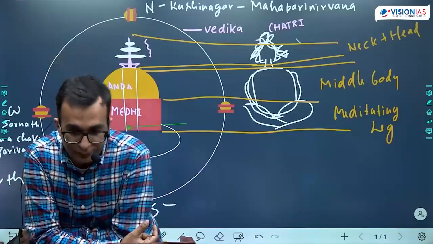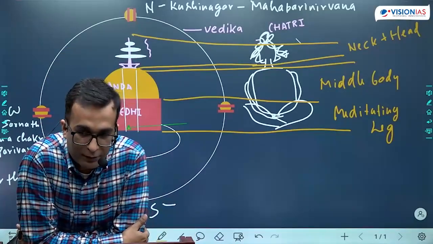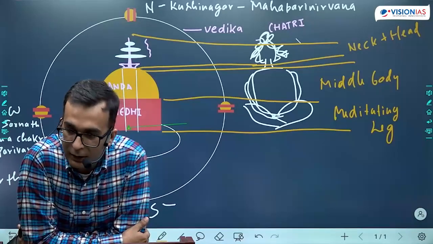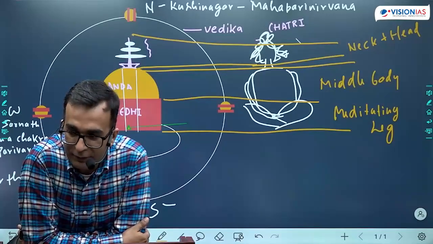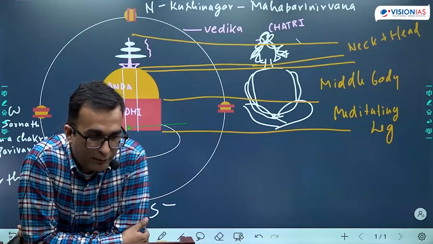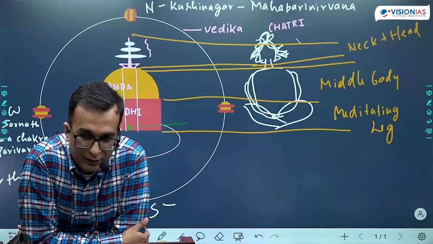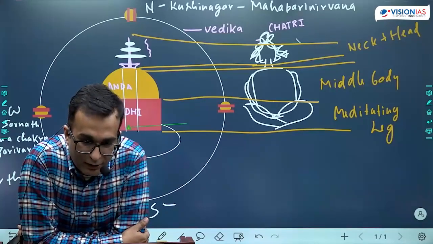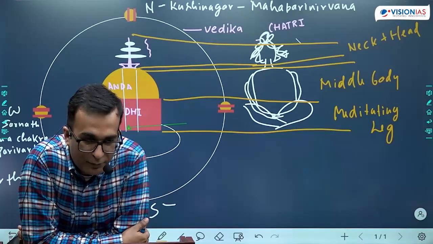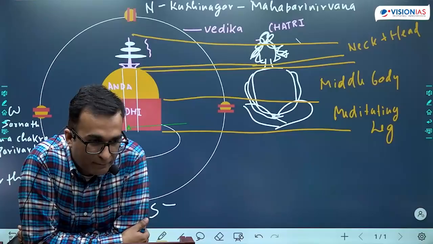Anda represents his middle body. And Harmika, Yasti, Chhatri represent the neck and head of Buddha.